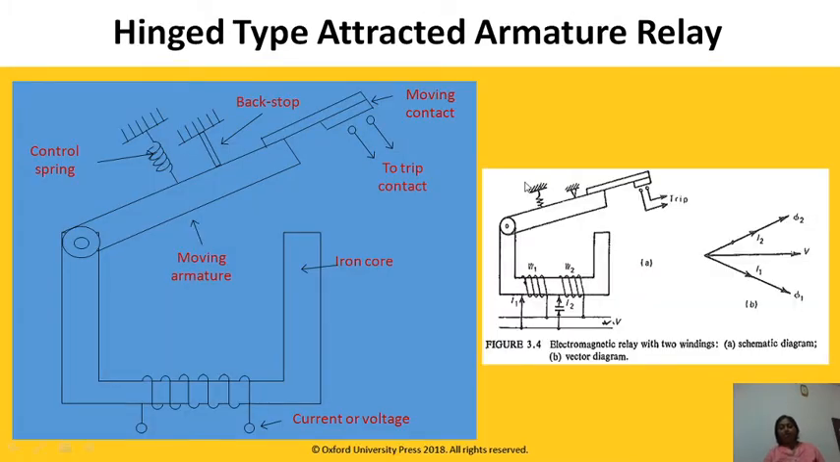In this relay, to overcome this problem, we will either provide two coils or there will be a shading band or shading coil on this iron core. So when the flux moves from this core, it will have two paths, one with the non-shading pole and the other with the shading pole. So again we get two fluxes.